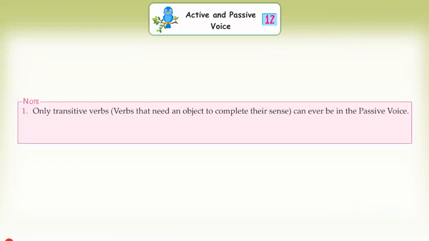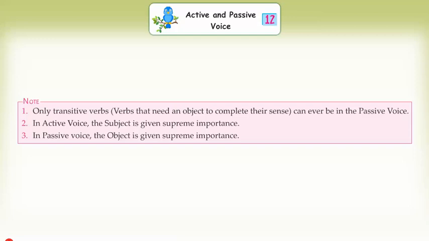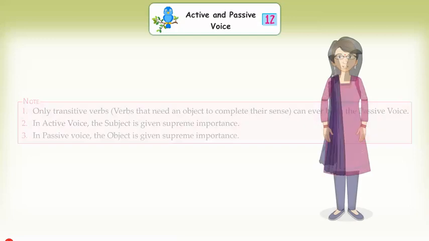Note: 1. Only transitive verbs, that need an object to complete their sense, can ever be in the passive voice. 2. In active voice, the subject is given supreme importance. 3. In passive voice, the object is given supreme importance.